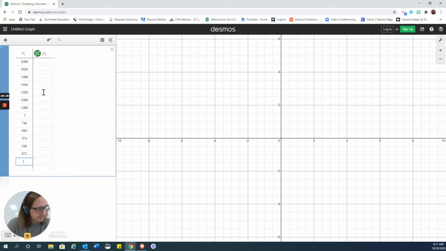671, 191. Now you really want to make sure that this is exactly correct. You want to go back and double check your X's to make sure that all of your X1s are right. 3093, 2825, 1886, 1641, 1919, 2088, 1065, 7, 740, 685, 274, 545, 671, 191. All right, so I've got all my X's correct, so now I'm going to put in my Y's.